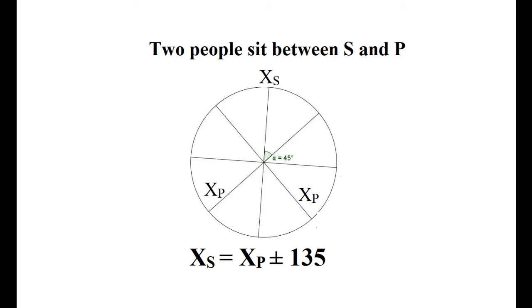we add 135 to the left one, left XP, it would give us XS, and if we subtract 135 from XP present on the right, it would give XS. So one of these conditions is true, so we write such a condition in this way.